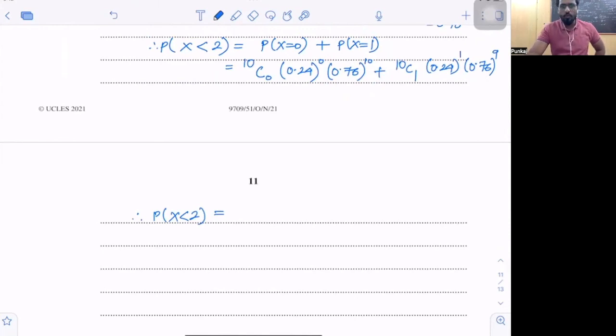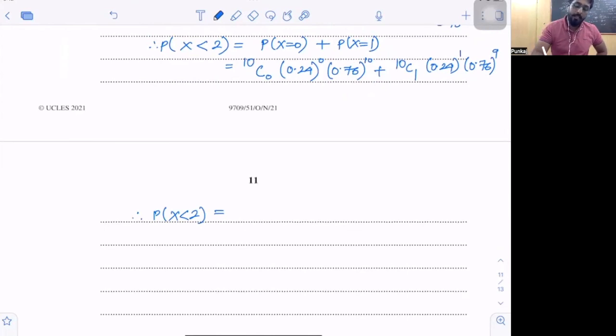So 10C0 is going to be 1, and 0.24 raised to 0 is also going to be 1. So it's just 0.76 to the power 10, plus 10C1. That's 10 multiplied with 0.24 raised to 1, that's simply 0.24 multiplied with 0.76 raised to 9. Let's quickly get this answer.